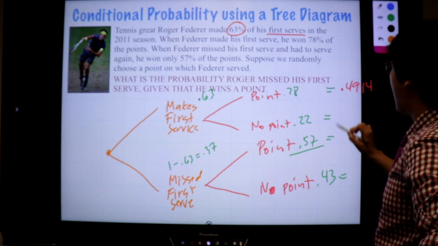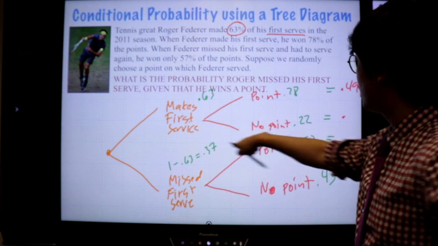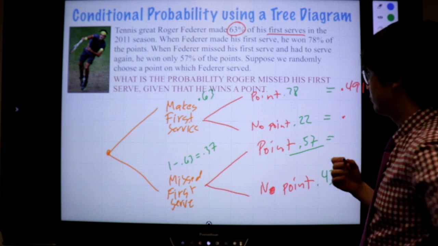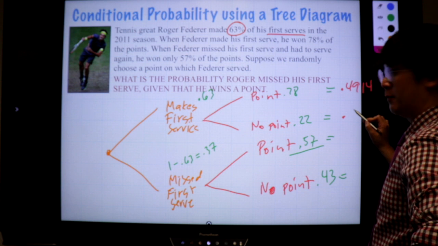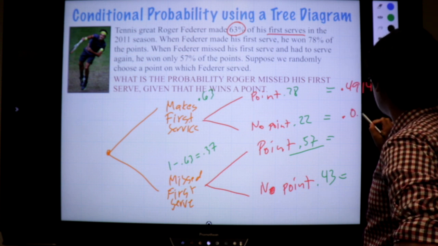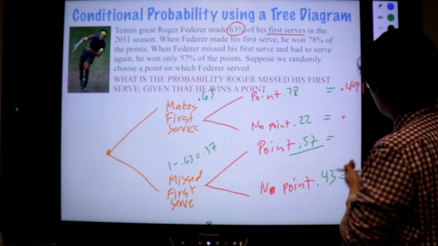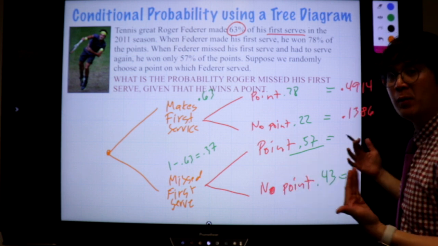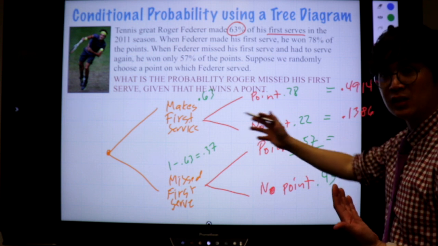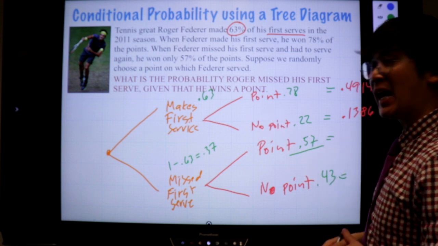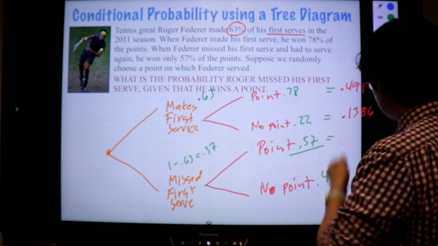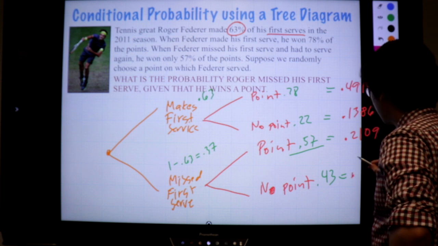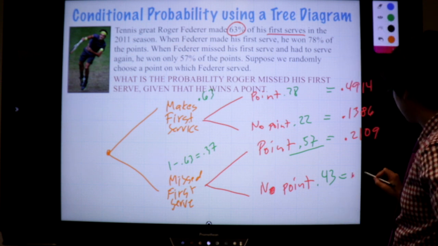How about the probability that he makes the first serve but no point? Means he didn't win a point. 0.1386. Which makes sense. The probability of him winning a point is higher in this situation, right? What about the second event? 0.2109. And the last one? 0.1591.